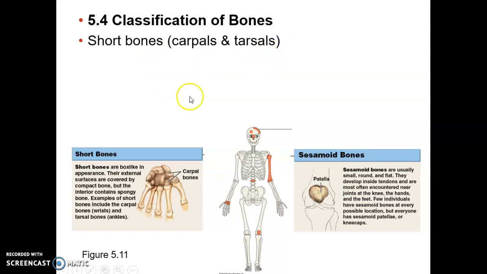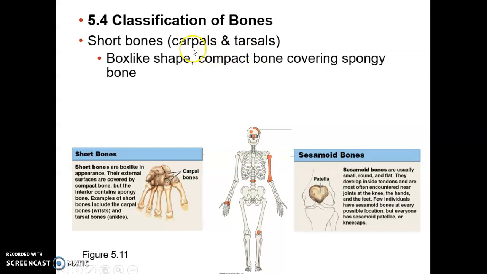Short bones are short, kind of cube-shaped or ice cube-shaped in a way, and most of them are in the wrist, the carpals, and the tarsals in the ankles. Somewhat box-like or ice cube shape. Compact bone covering an inner core of spongy bone. And then sesamoid bones we'll cover in the next lecture.